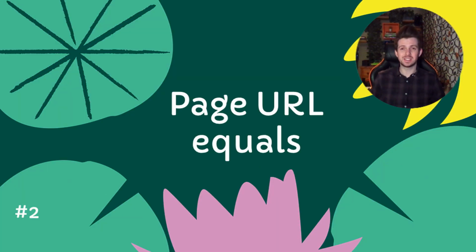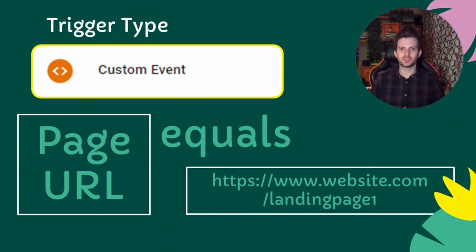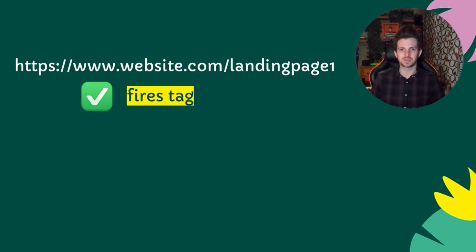Next up, we have an easy mistake for anyone to make, and that is page URL equals. You see this type of trigger set up a lot when there is an interaction to be tracked on a particular page. In this example, imagine a purpose-built landing page being used on your website to help promote a specific campaign or offer. You may want to track form submissions all over your website, but right now you're particularly interested in just the form on this page.